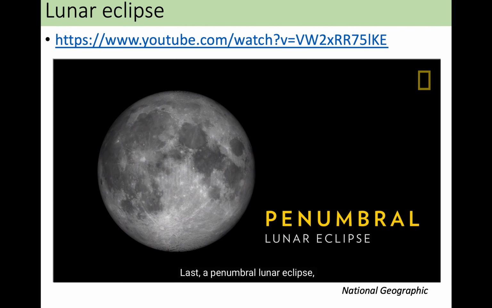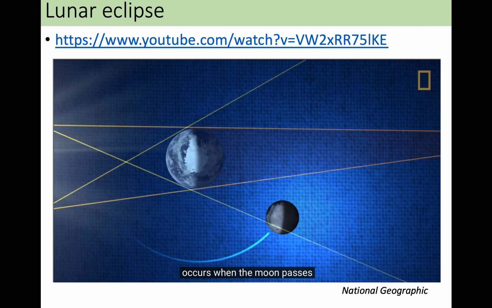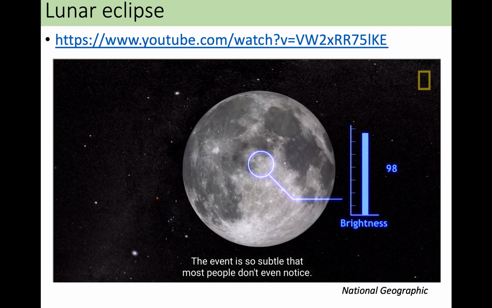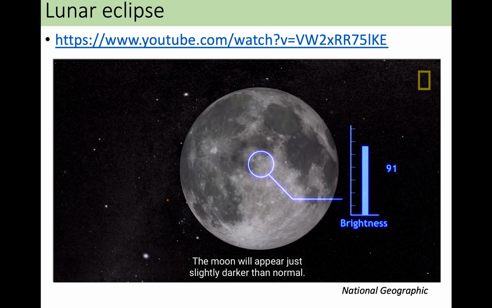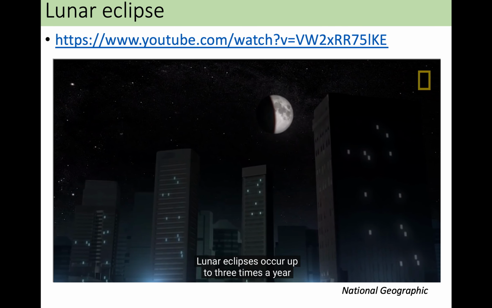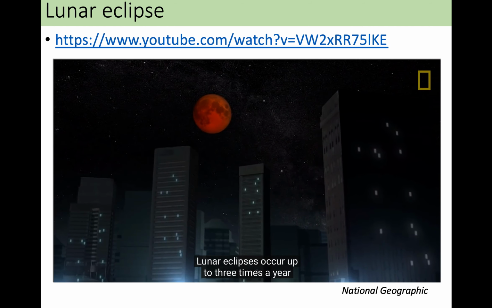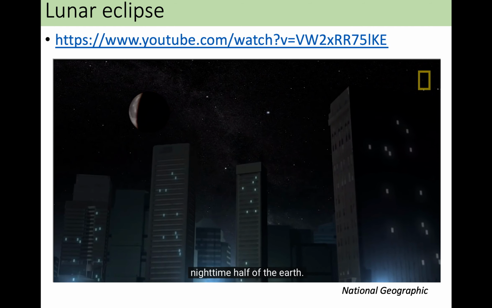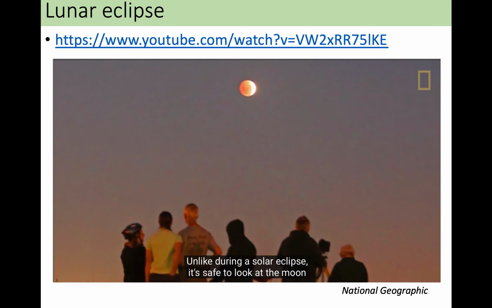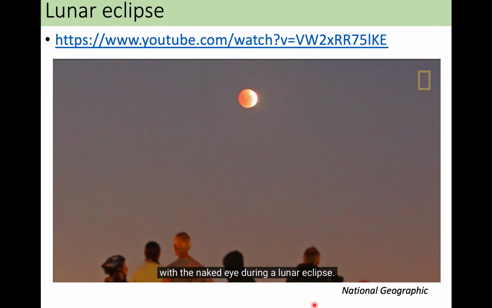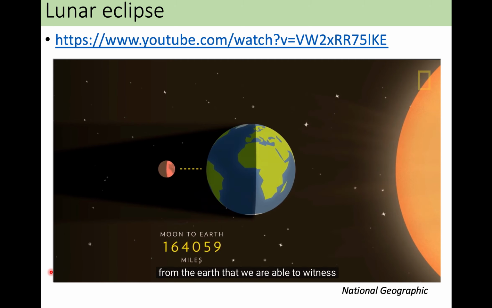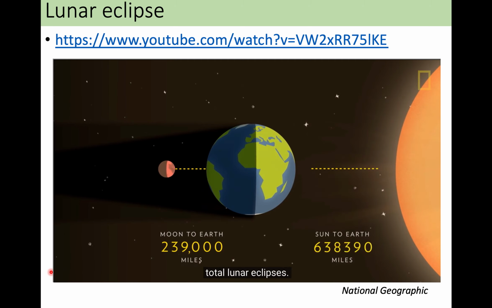Last, a penumbral lunar eclipse occurs when the moon passes through Earth's penumbral shadow. The event is so subtle that most people don't even notice. The moon will appear just slightly darker than normal. Lunar eclipses occur up to 3 times a year and can be observed from the entire nighttime half of the Earth. Unlike during a solar eclipse, it's safe to look at the moon with the naked eye during a lunar eclipse. It is only because of the distances of the sun and moon from the Earth that we are able to witness total lunar eclipses.